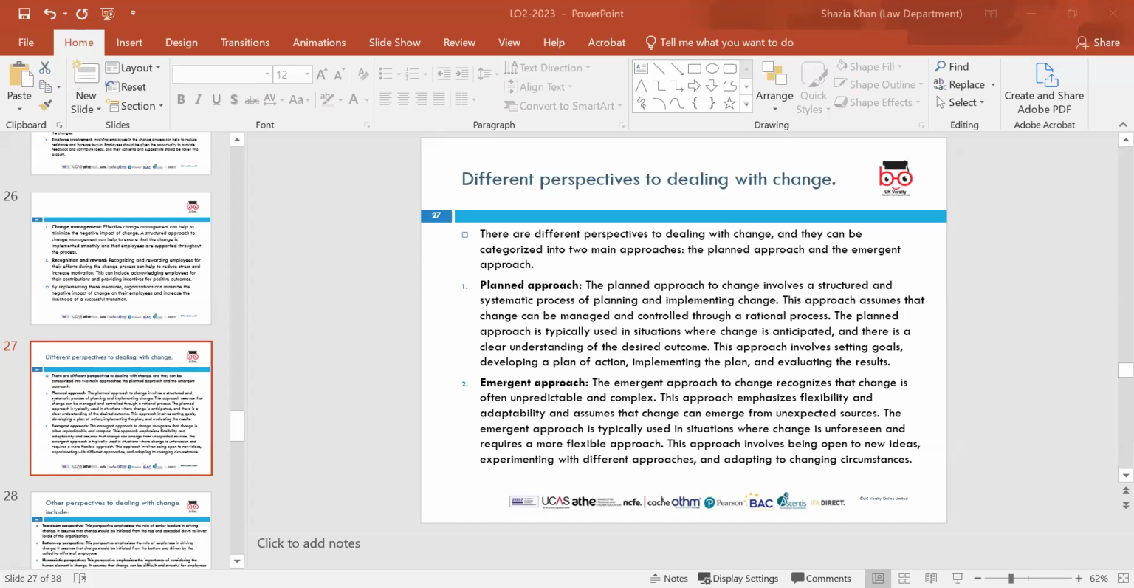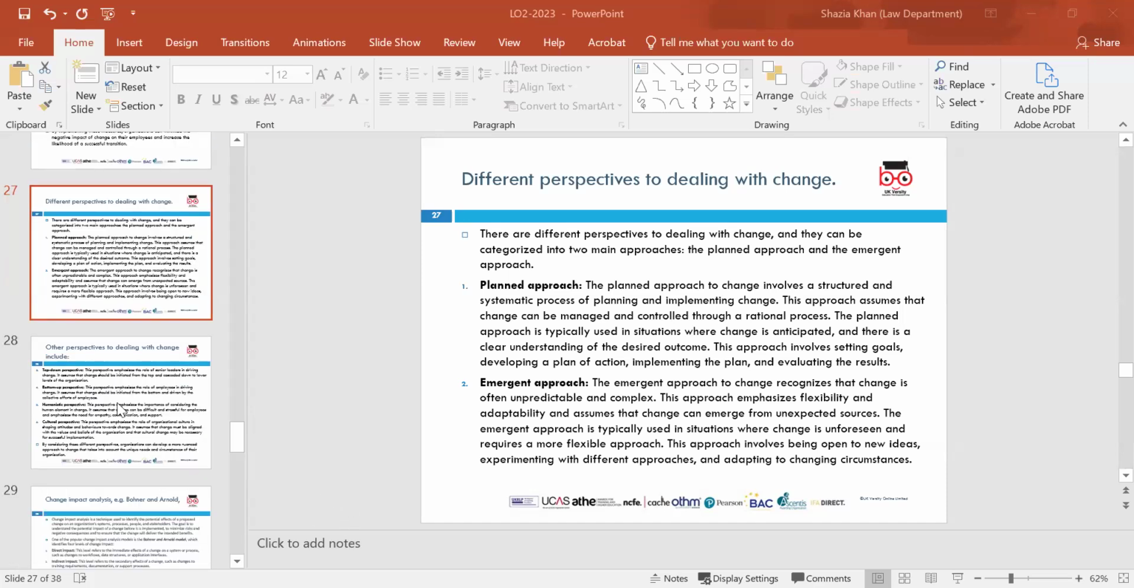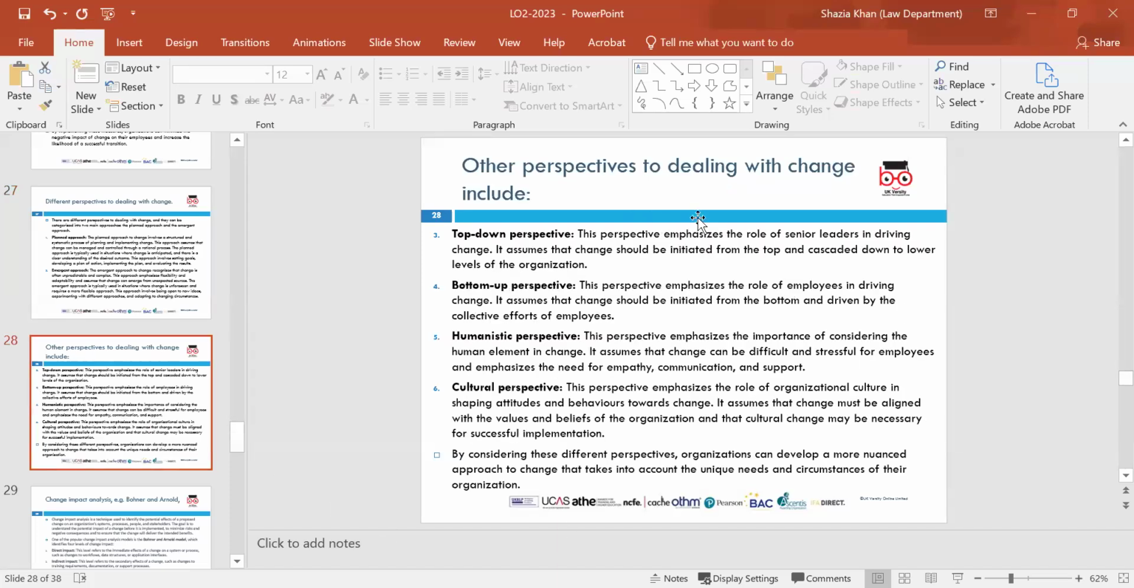Then we've got the emergent approach, where change is dealt with recognizing that change is often unpredictable. The approach emphasizes flexibility and adaptability to change. So it's really important that the emergent side of it is taken into account, and it can be used in unforeseen circumstances. Then there are other perspectives on dealing with change.